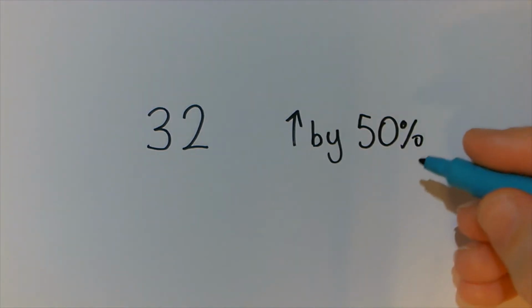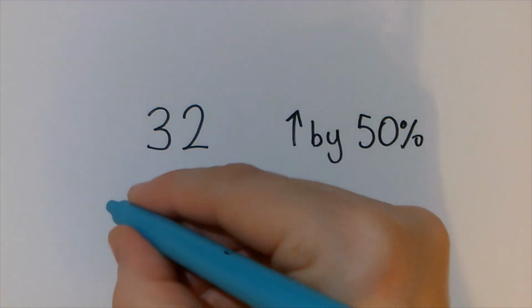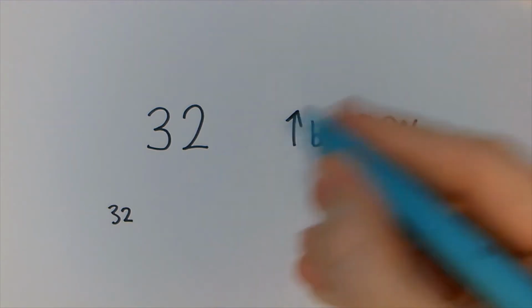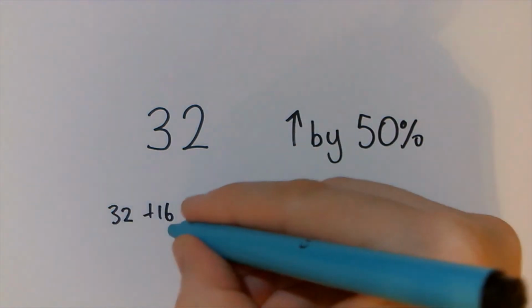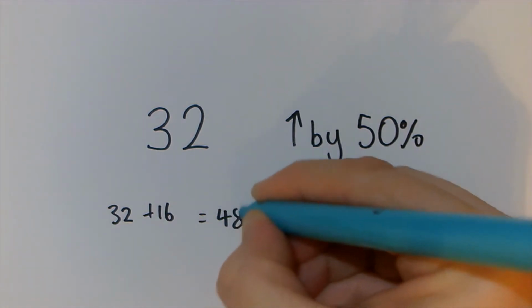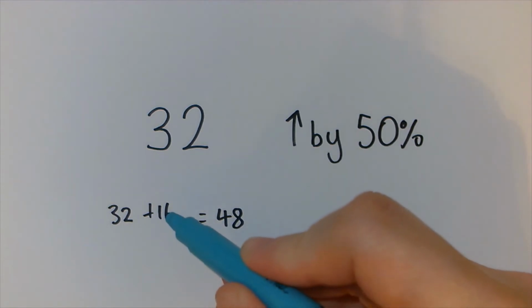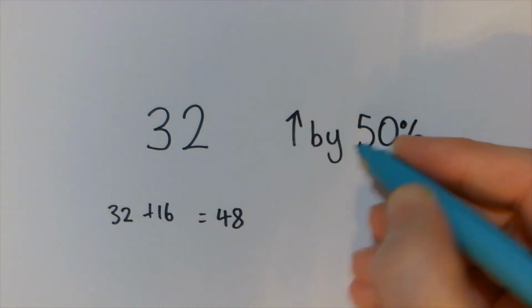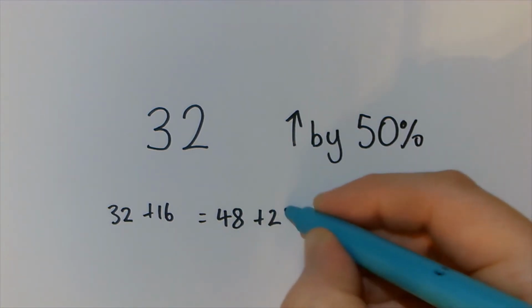Okay, so if you got 108, fantastic, well done. But I'm going to show you how to do it. So we start with 32 and we increase by 50%. 50% is a half. So we add a half of that, which is 16, and we get 48. So now we need another half. So we're not just going to keep adding on 16. It goes up by 50% again. So up by 50% again is adding on 24.